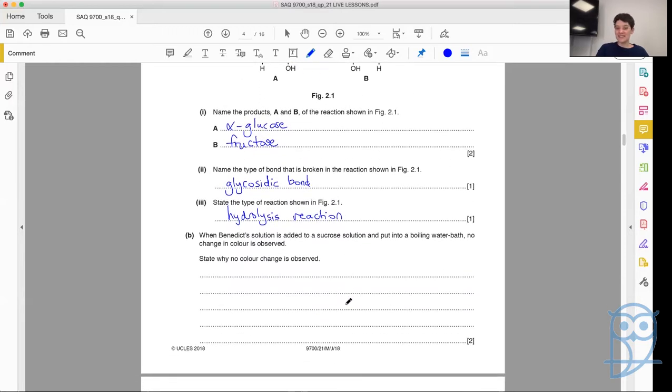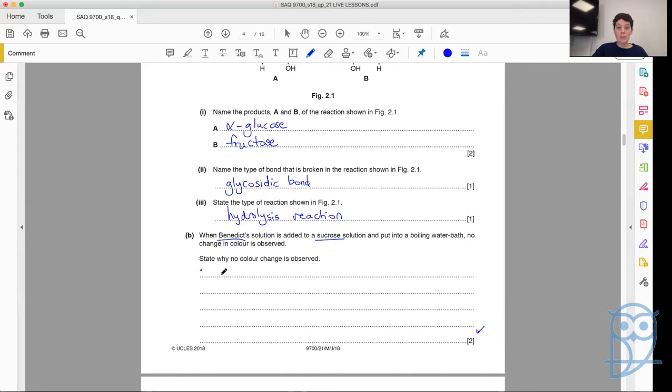Funnily enough, we're now moving on to Benedict's. So when Benedict's solution is added to a sucrose solution, a Benedict's plus sucrose, and put into a boiling water bath, no change in color is observed. State why no color change is observed. Well, sucrose is a non-reducing sugar, so it's not going to do anything, but it's 2 marks. So we need a little bit more detail.